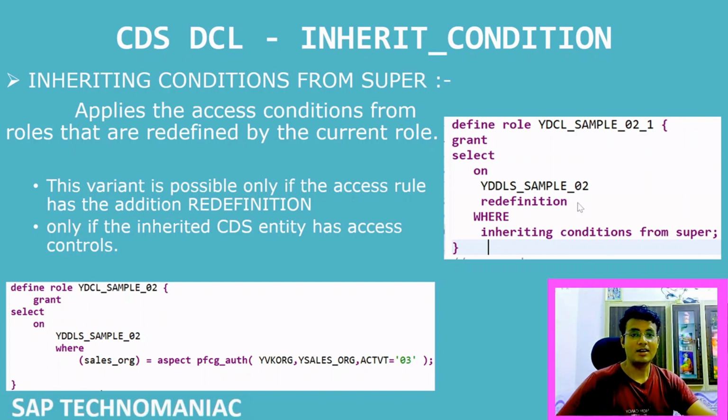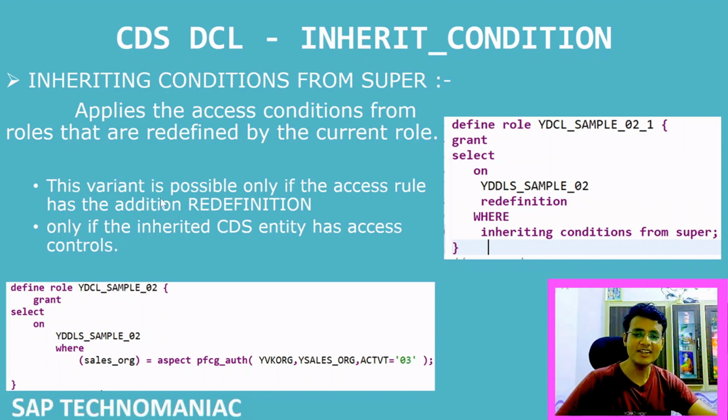But some other developer came and wanted to test that this particular access rule should be disabled and all others should run. In that case, we can add the where inherit condition from super. What it will do is enable again everything which got disabled by the redefinition, meaning all other DCLs will run apart from this particular DCL. This is how it works. But I'm not sure what the actual use of this is, and I don't know why SAP has given it, but this is how the SAP documentation explains it.